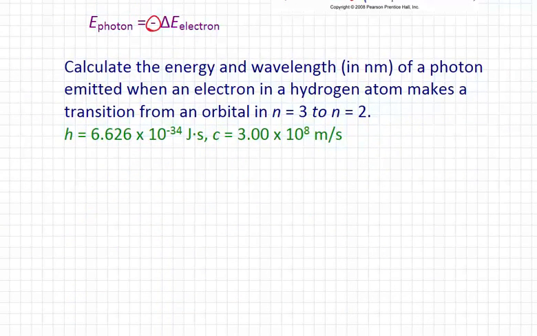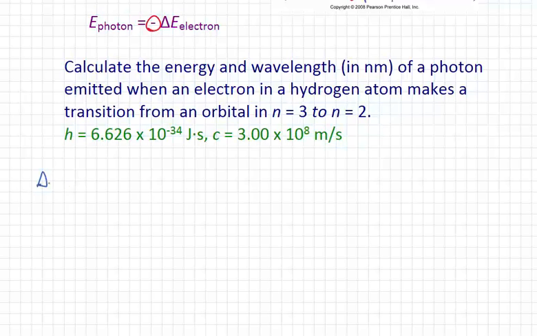Let's calculate the energy and wavelength. We'll start with energy, but we've got another equation that turns energy into wavelength. Energy of a photon emitted when an electron in a hydrogen atom makes a transition from n equals 3 to n equals 2. We know that that's a photon that's given off because we're dropping down to a lower energy level inside of the atom. So that has to give off that excess energy as a photon. Okay? So let's use our equation here.